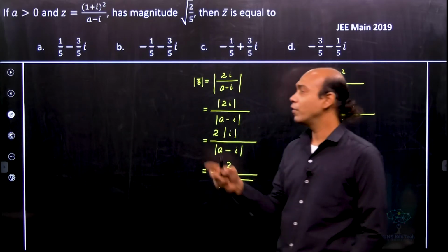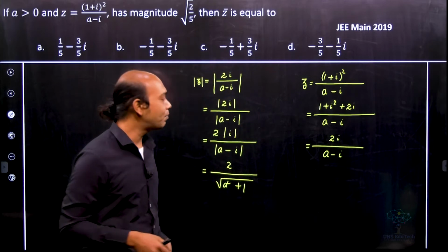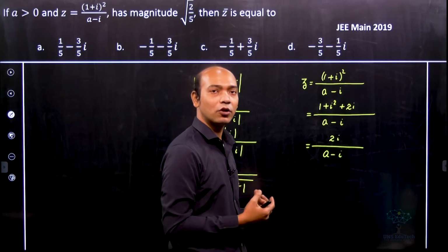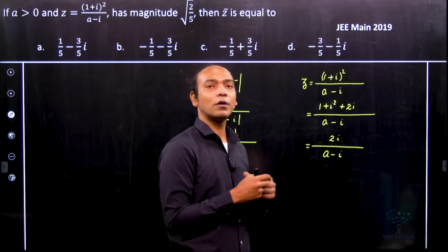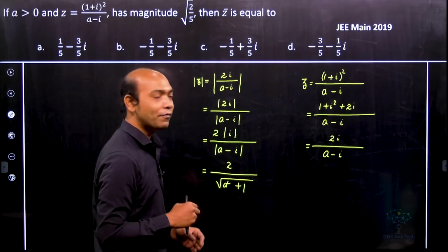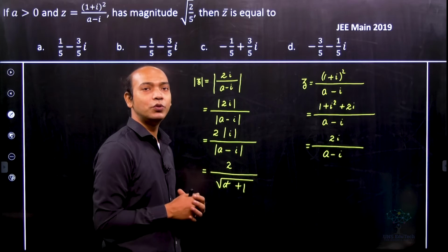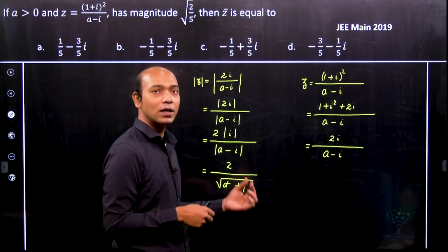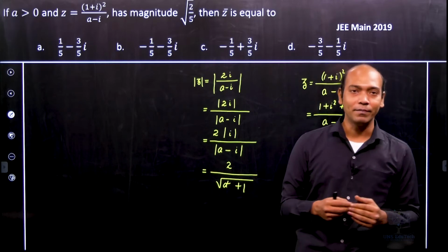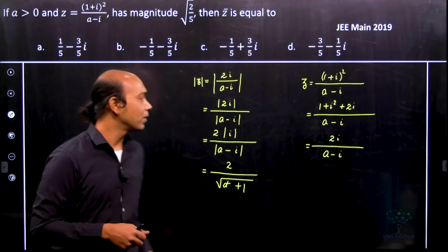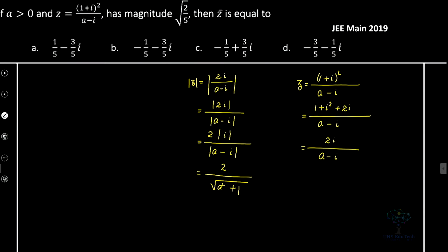Also, if you don't want to use that, you can multiply this number by the complex conjugate of A minus i, that is A plus i. Multiply this, you get it done. So both options are there. So let's go ahead. We find that mod of Z is equal to 2 by square root of A squared plus 1, which is equal to square root of 2 by 5. So therefore, 2 divided by square root of A squared plus 1 is equal to square root of 2 by 5.